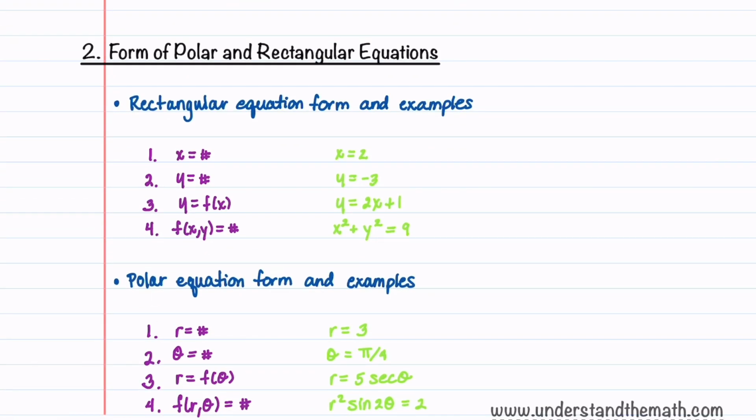Before we convert a rectangular equation to a polar equation or a polar equation to a rectangular equation, we need to know what the equation that we're converting to looks like. A rectangular equation can be written as x is equal to a number, y is equal to a number, y is equal to a function of x, or a function of x and y is equal to a number. I've written down an example of each so you can see what it might look like. A polar equation can be written as r is equal to a number, theta is equal to a number, r is equal to a function of theta, or a function of r and theta is equal to a number.